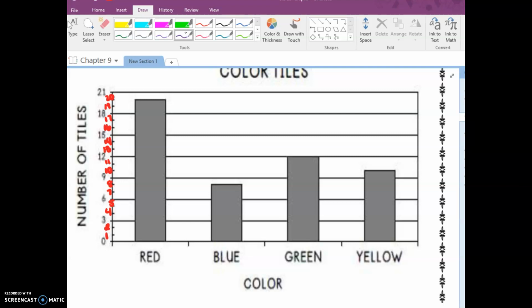Now I'm going to go through and write how much each bar represents of those different tiles. The first one is red. Red represents 20 because it's in line with that second hash mark between 18 and 21. So I'm going to list 20 there. Blue falls between 6 and 9, and it is closer to 8. Green, which is really nice, falls right on that line, which I see is 12. And yellow falls between 9 and 12, which is 10.